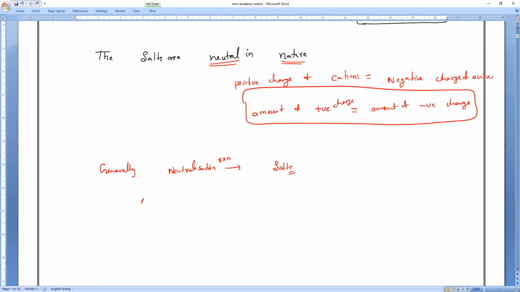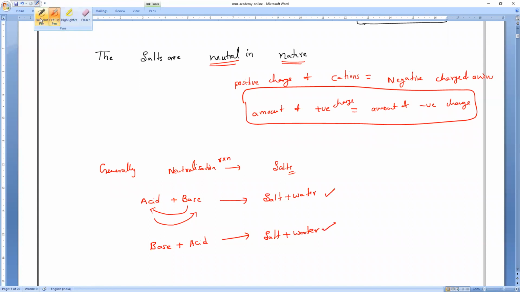Acid reacts with the base, so it gives salt plus water. Let me change this equation like this. From now onwards remember: base plus acid will give you salt plus water. Sir, what is the difference? Both are the same, both are correct. But why, sir? Let us understand now.